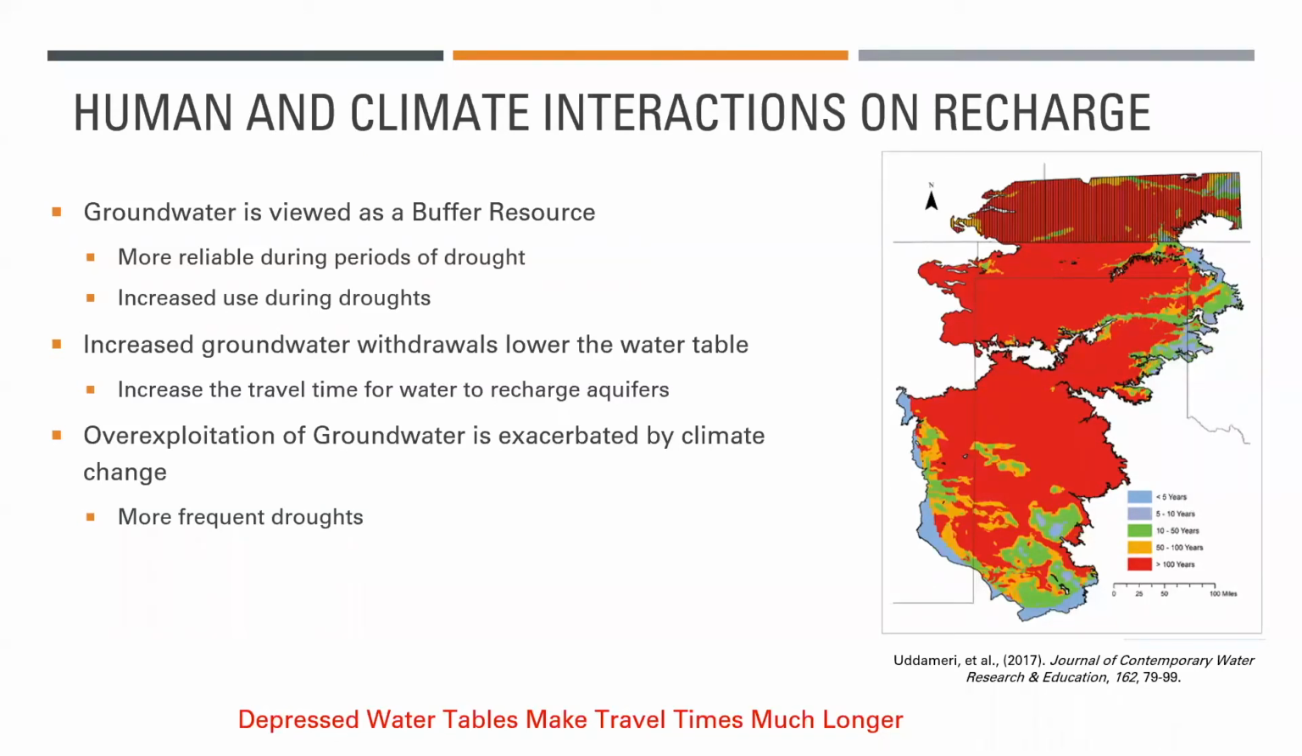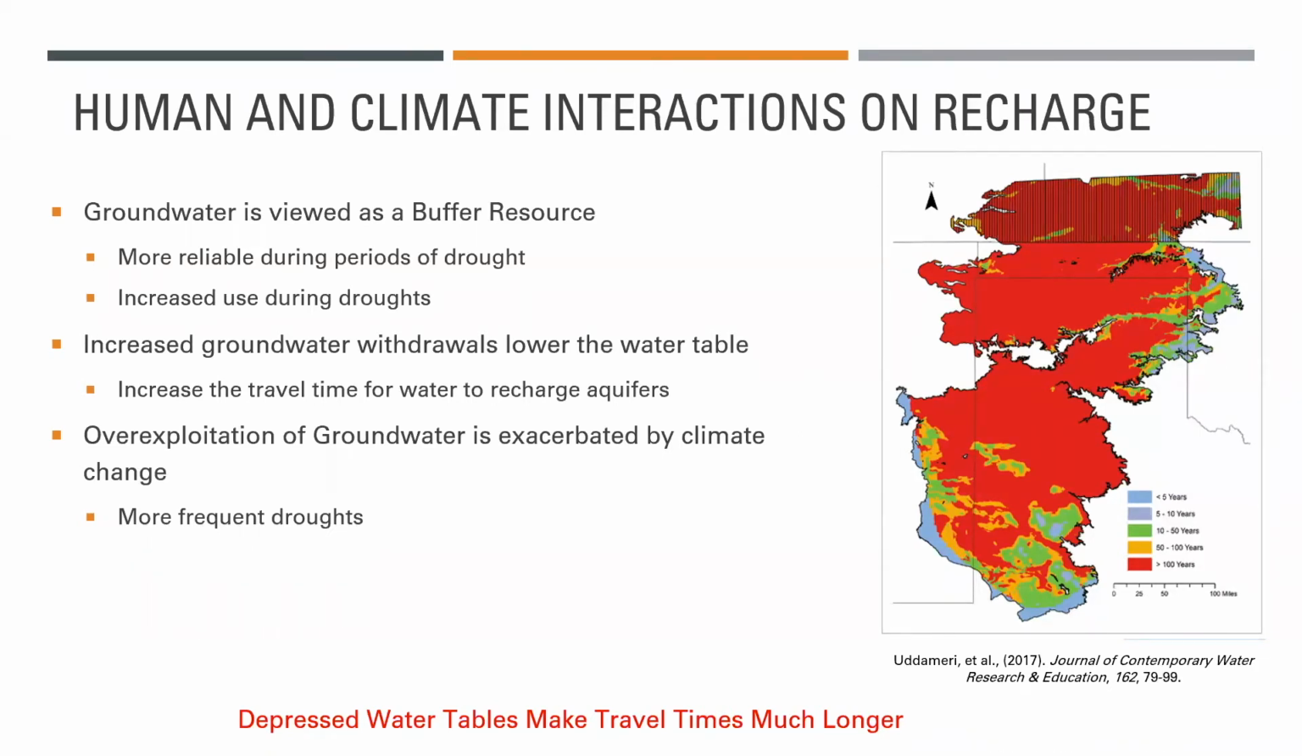If you look Texas-wide, the ratio of groundwater use to surface water use is about 1.5 during drought years, and about 0.75 during wet years. So it does go up quite a bit because it's a buffer resource. What happens as we start getting more and more frequent droughts? We're going to rely more heavily on groundwater. We're going to pump more groundwater, which means we will lower that water table.